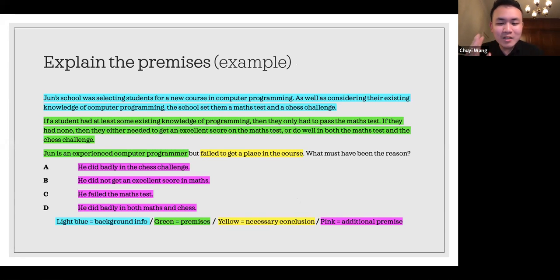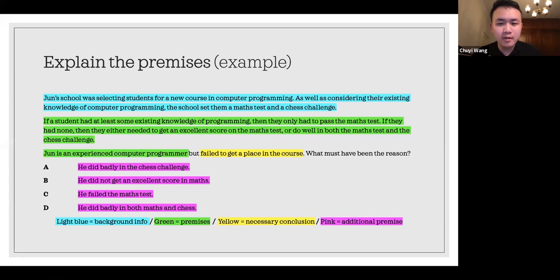So he did not get an excellent score in maths. Well, he could have gotten a very, very poor score, like 51, and still gotten into the course, but he didn't, because the conclusion is he failed to get a place in the course. Does everyone see what I'm saying?